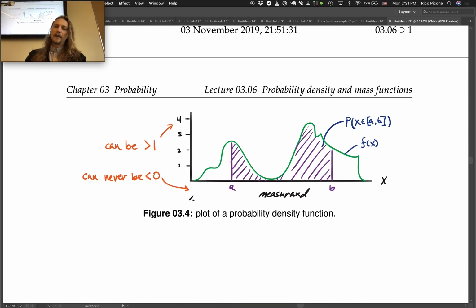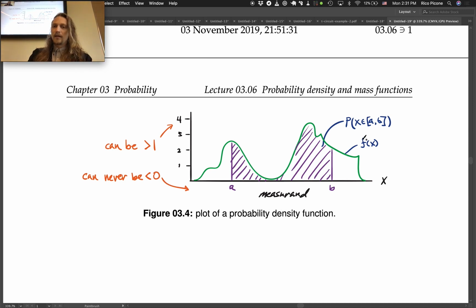So if we look at this, we have some measurand. We can have values of the PDF that are greater than 1 as long as the integral of the entire thing is 1. It can never be negative, though. And that's because if you integrated over that little bit and got a negative probability coming out, that would be meaningless, right? We don't have negative probabilities.